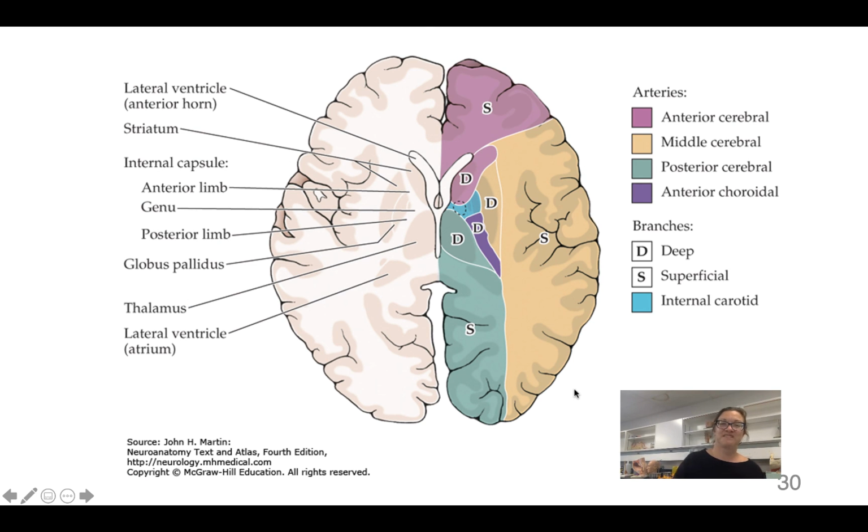Finally, a section giving it to you in horizontal section again, and you can see the anterior choroidal in this representation is shown supplying some of the posterior limb of the internal capsule, the middle cerebral supplying a lateral portion of gray matter and white matter in the deep brain, the anterior cerebral supplying an anteromedial portion, and the posterior cerebral supplying a posteromedial portion.